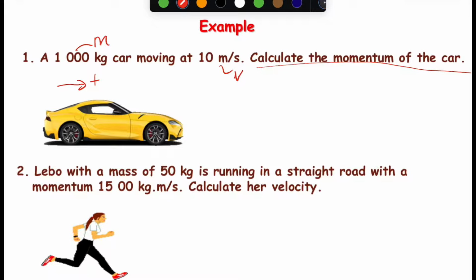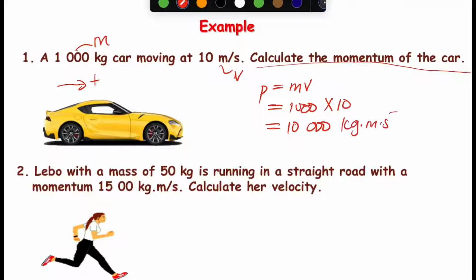Now, calculating the momentum, we write the formula: momentum is equal to mv, and then we substitute. The mass is 1000, and we multiply by 10, and of course it's going to be 10,000 what? Kg meter per second. Meter per second to which direction? To the right. That's the momentum. That's how you calculate momentum.